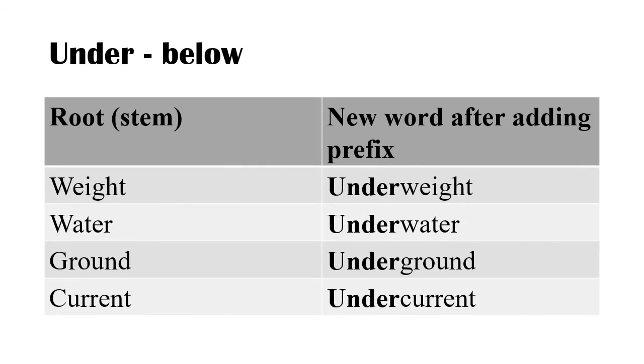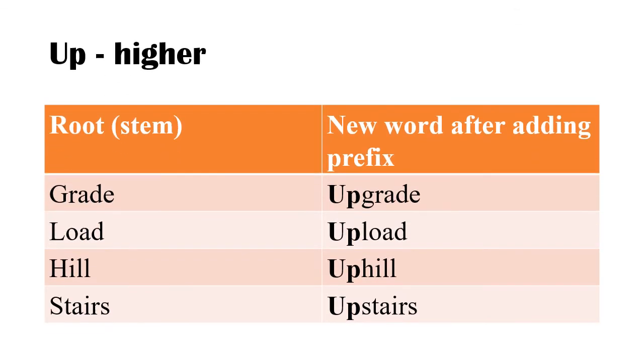Under means below. The words formed after adding prefix under are underweight, underwater, underground, undercurrent. Up means higher. The words formed after adding prefix up are upgrade, upload, uphill, upstairs.